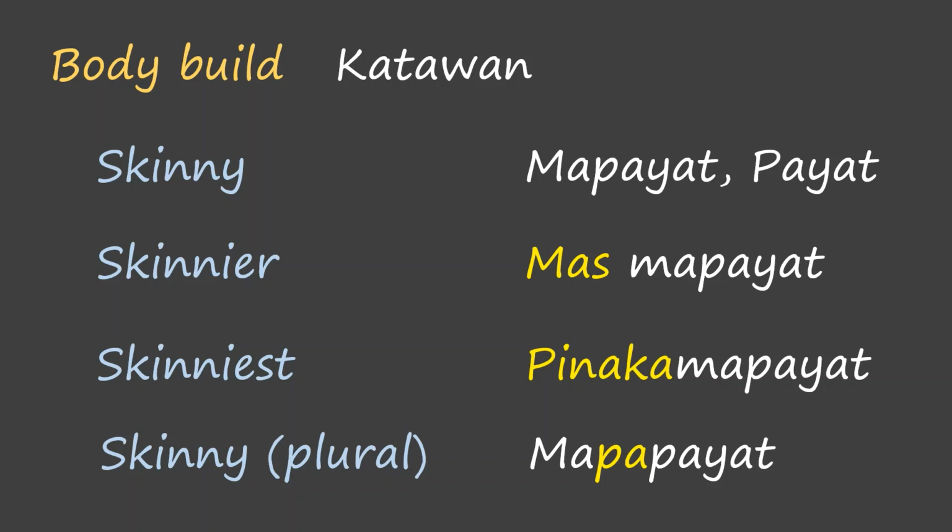Now, I will leave it up to you to do this exercise with the words for chubby, slender, slim, or average. Try doing the comparative and superlative and plural form of these adjectives.